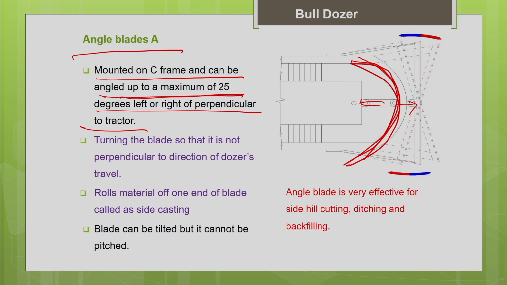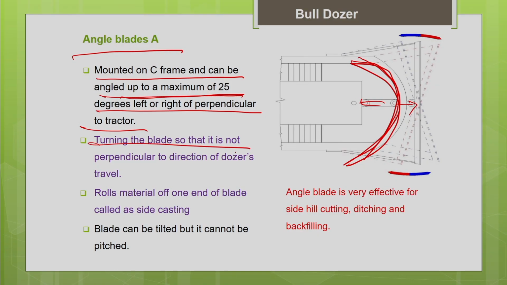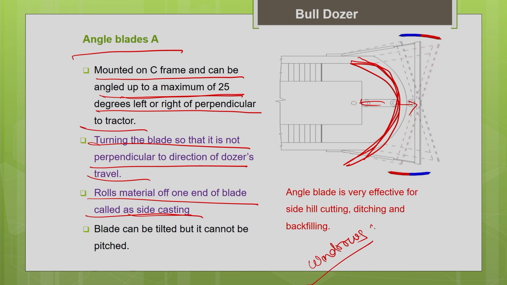So we have already discussed the main applications. When you are working on one side of the road or side hill cutting, or if you wanted to backfill the trench, all these operations can be easily done by this angle blade. You can turn the blade to left or right, so that it is not just perpendicular to the direction of the dozer travel. This rolling of the material to one end of the blade is called side casting. With the help of this blade, I can just roll the material to one end of the blade, and that is called side casting. This blade can easily do the stripping work and deposit the material in windrows. They call them windrows of soil.